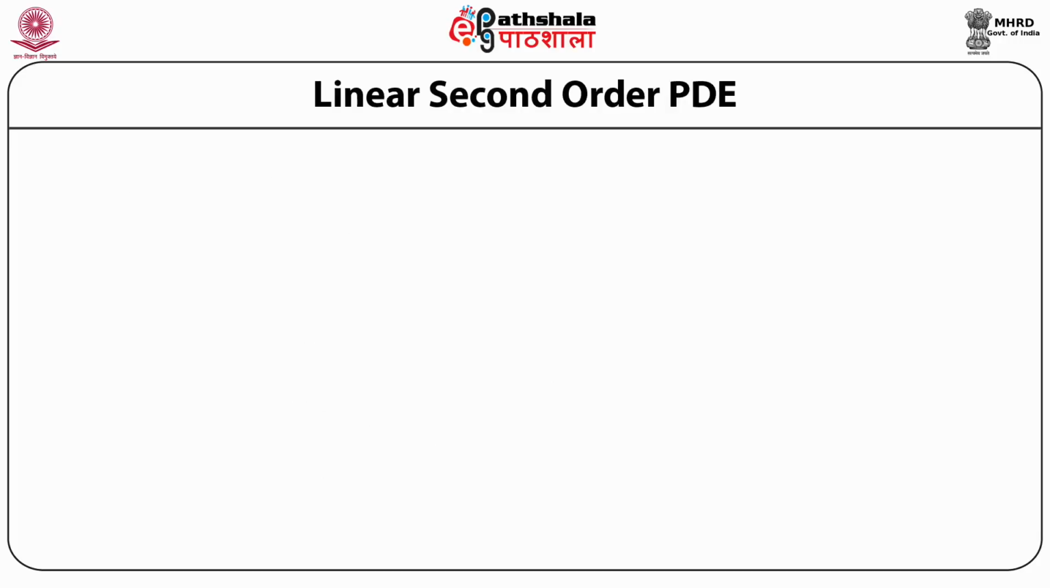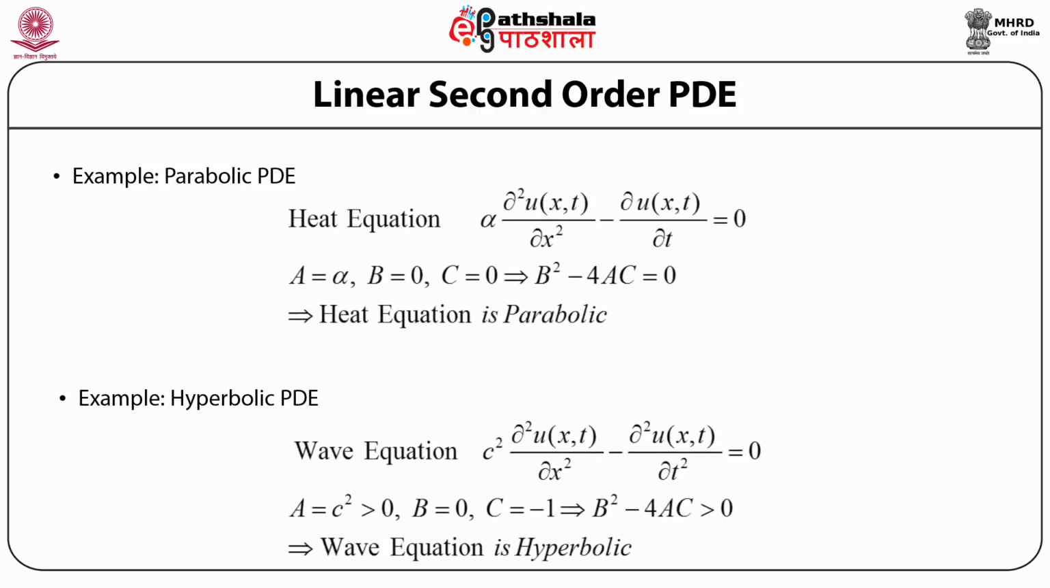We are going to see an example of a parabolic partial differential equation and a hyperbolic differential equation. The heat equation is the best parabolic equation. Here you can see A is equal to alpha, B is equal to 0, C is equal to 0. So B squared minus 4AC is 0, then the heat equation is parabolic. In hyperbolic, the ideal case is the wave equation, which means a wave traveling in a string or a wave traveling on the surface of water. Then A is c squared, which is definitely greater than 0, B is equal to 0, capital C is equal to minus 1. So the wave equation is hyperbolic.